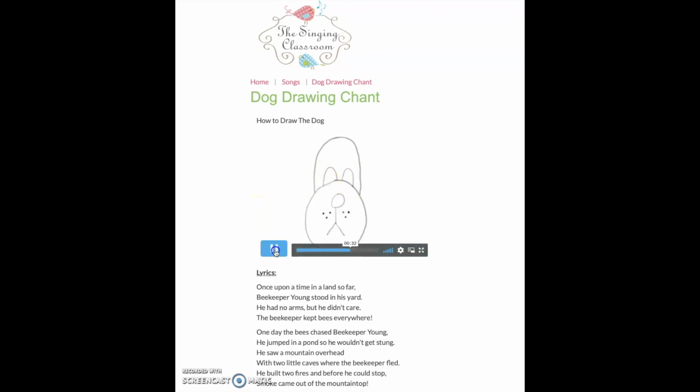Watch what happens. He built 2 fires, and before he could stop, the 2 fires are his, as a lot of you said in class, his pupils in his eyes, right? His pupils in his eyes. Let's take a look at the last part. Smoke came out of the mountain top. So we got our smoke coming out of the mountaintop here.